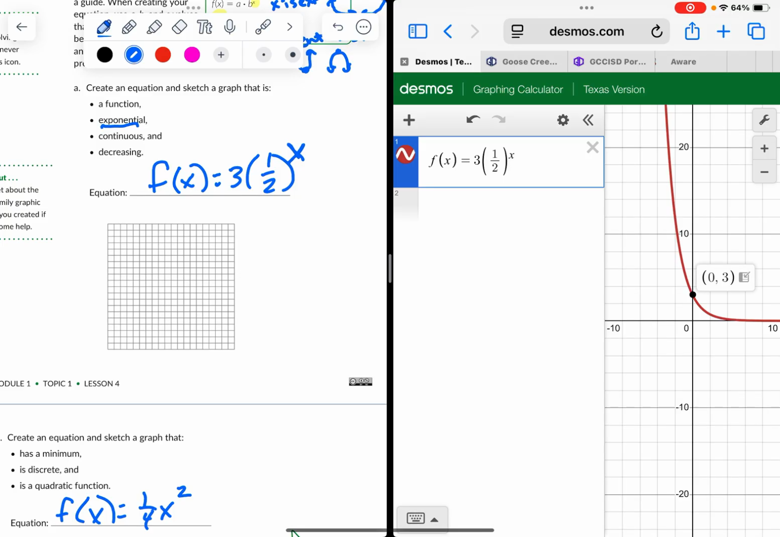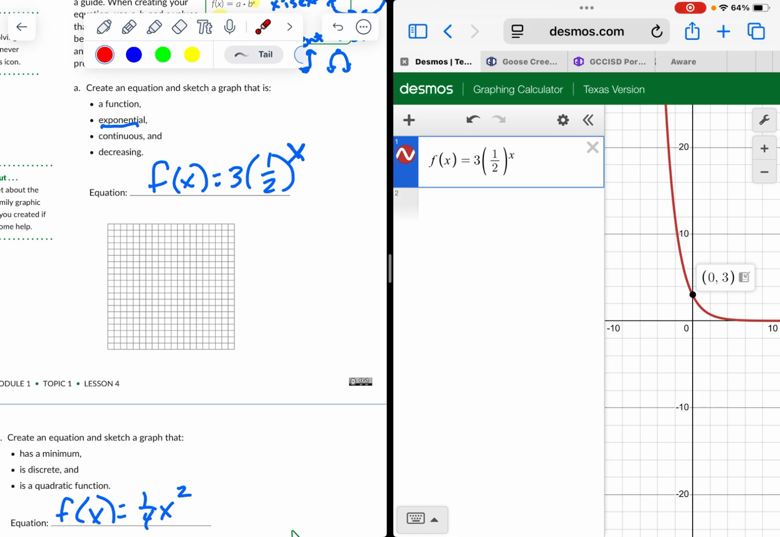It looks like my y-intercept is at 3, which, by the way, y'all will learn this in later chapters, but I'll go ahead and just tell you now that whatever this number is in front of the parentheses, that's going to be your y-intercept. It's your starting point.